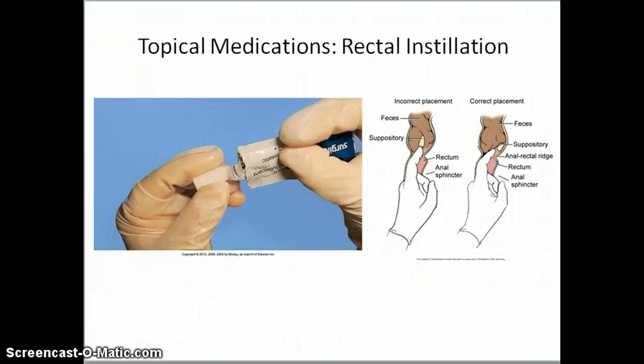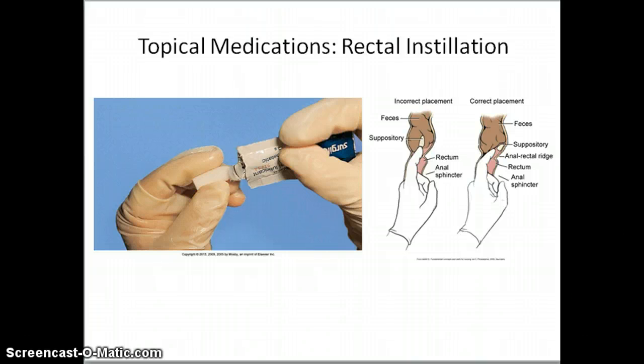Our medication inserted rectally is a suppository. The rounded end is inserted first into the anal canal to avoid trauma. We want to make sure that we lubricate that well with some kind of lubrication to prevent injury to that area. Rectal suppositories, again, are stored in the refrigerator until they're administered. They melt at room and body temperature, and that's how they work.